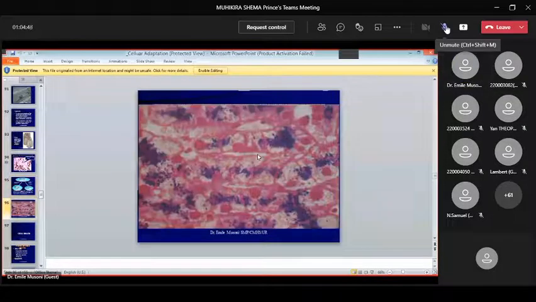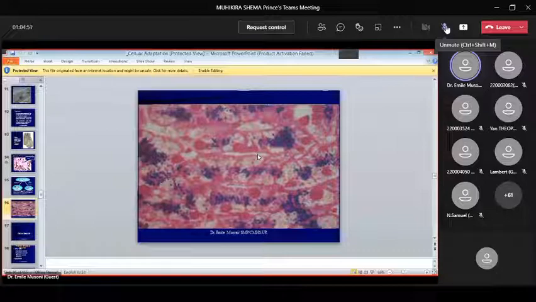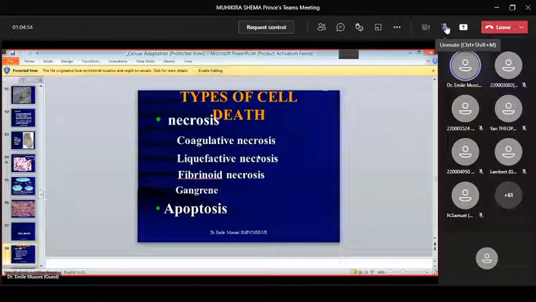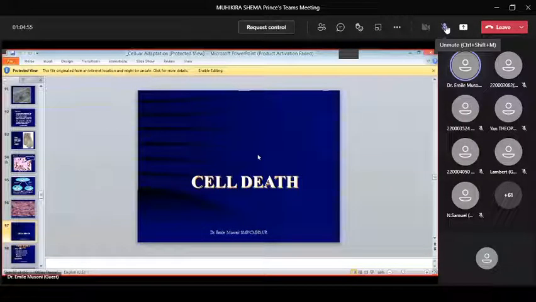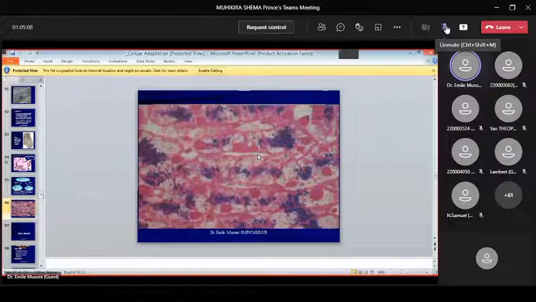So this is what we can cover as an introduction. Next time we continue with necrosis, apoptosis, and the inflammation. So for today, we can stop here, and then we prepare next time for cell death, necrosis, apoptosis, and the inflammation.